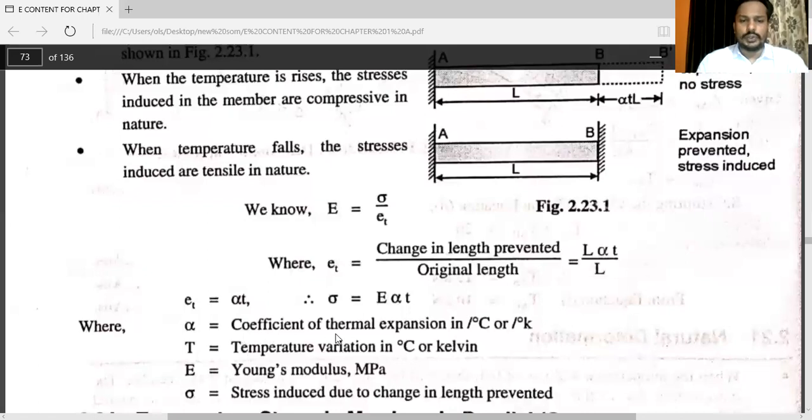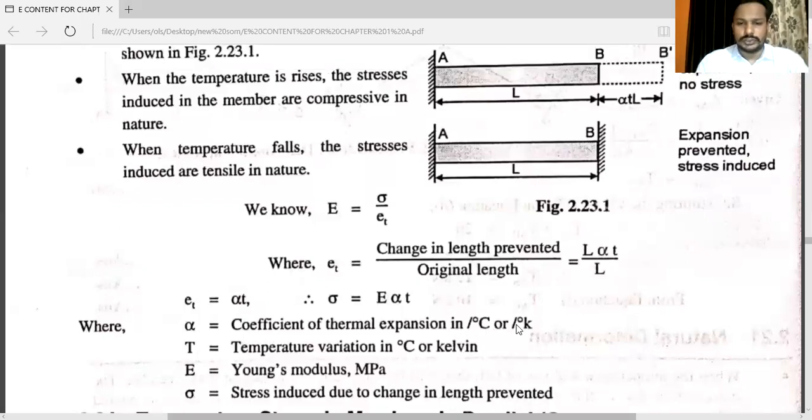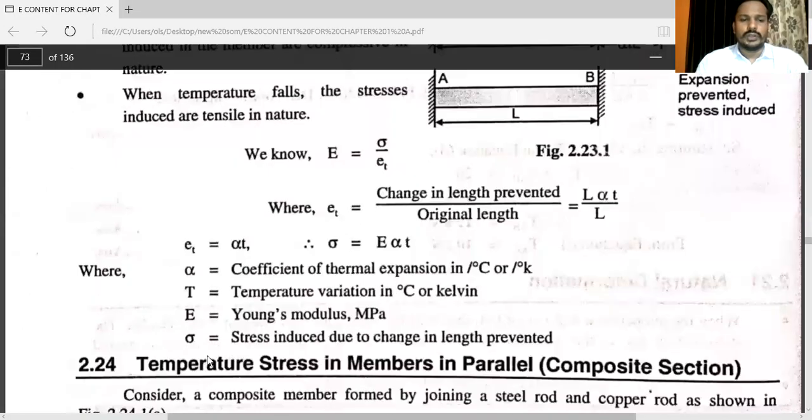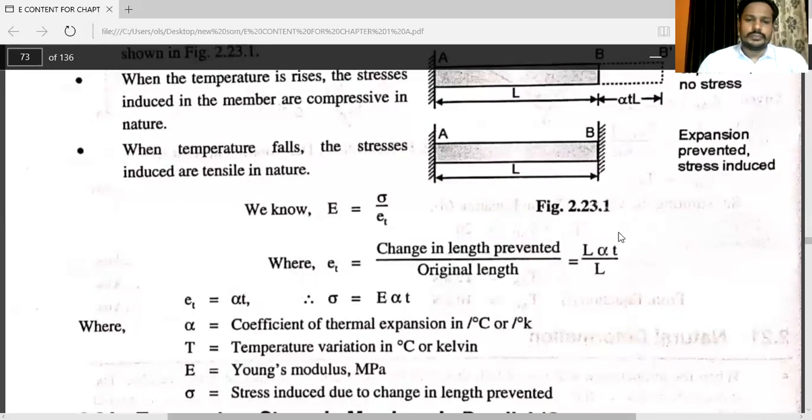Alpha is the coefficient of thermal expansion in per degree Celsius or per degree Kelvin. T is the temperature variation in degree Celsius or Kelvin. E is the Young's modulus. Sigma is the stress induced due to the change in length prevented. The formula is very important. Please highlight this formula.